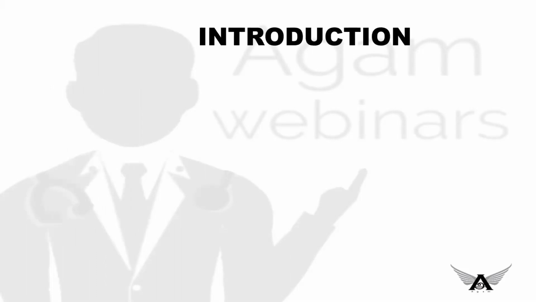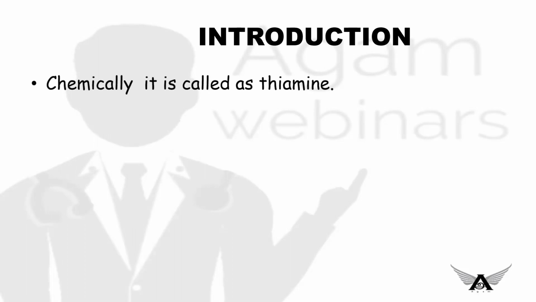Introduction. Generally vitamins are classified broadly into fat soluble vitamins and water soluble vitamins. This vitamin B1 comes under the water soluble vitamin category. Vitamin B1 is chemically called thiamine. This thiamine is also otherwise called aneurin because deficiency of this vitamin causes polyneuritis. Again, this vitamin is called the anti-beriberi factor because, as everyone knows, deficiency of vitamin B1 causes beriberi.